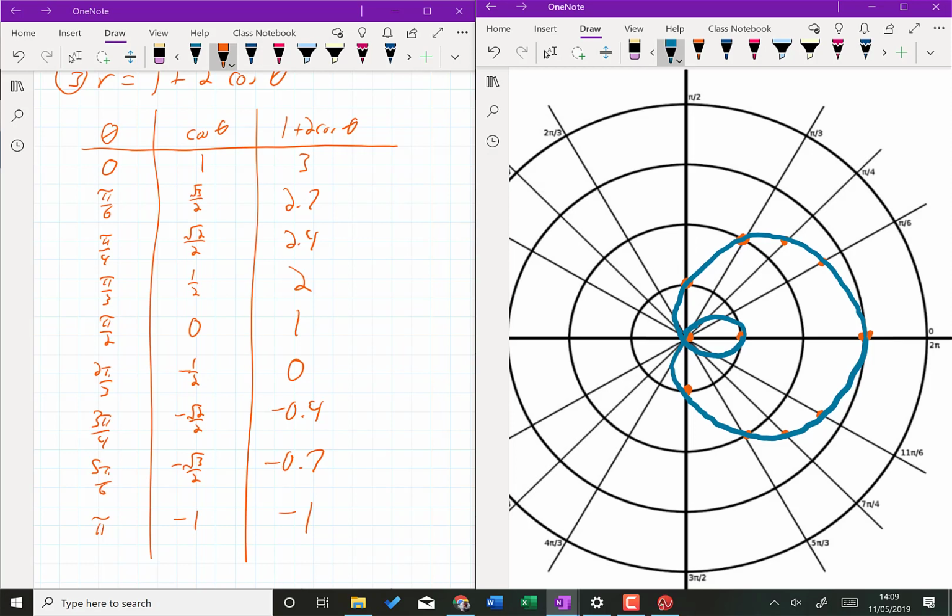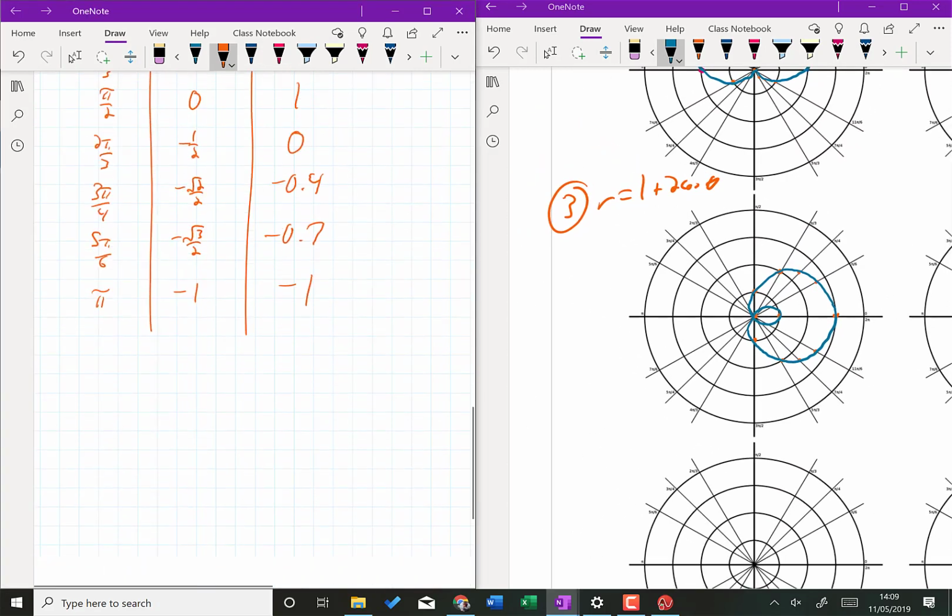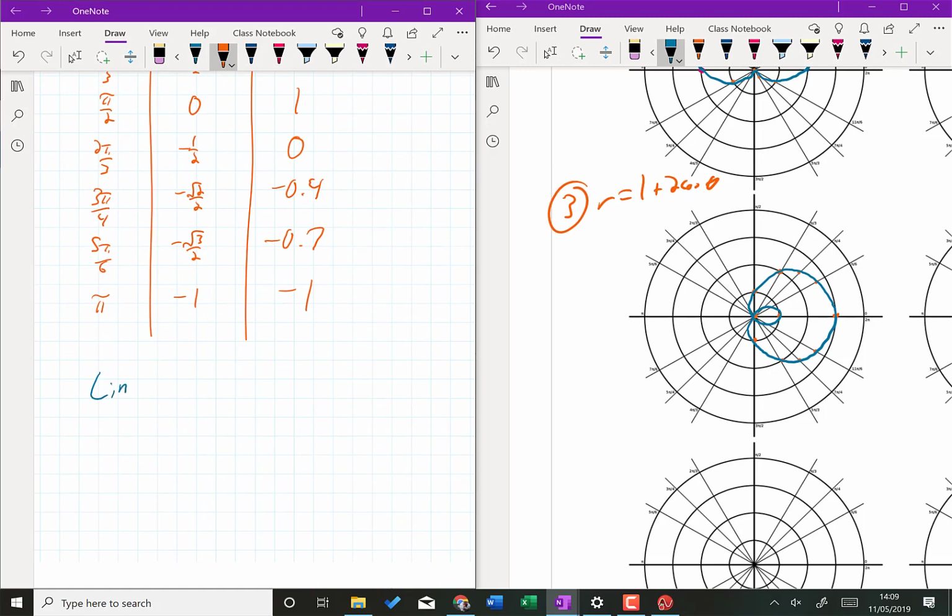It does a loop-de-loop. The inner loop happens when you have a negative radius because you're popping over to the other side now. This is called a limaçon with an inner loop. Technically, the other one was a limaçon without an inner loop.